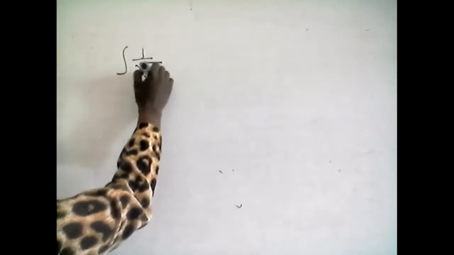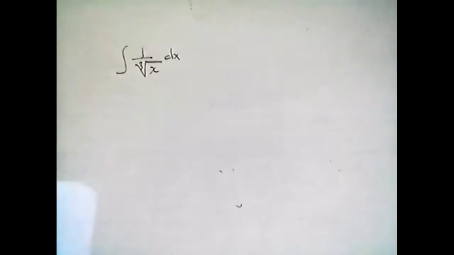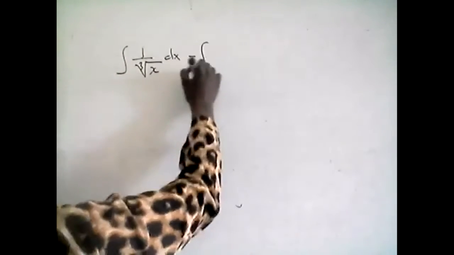All right, guys. Now let me pick question 2B. Evaluate the following integral: 1 over the cube root of x dx. So this is simply equal to the integral of 1 over the cube root of x.